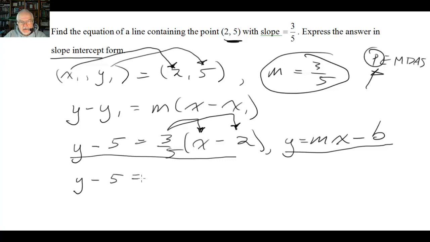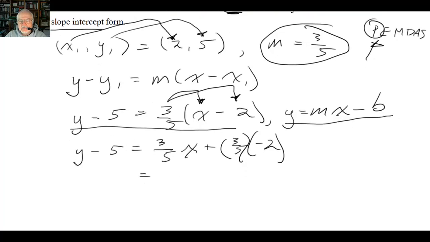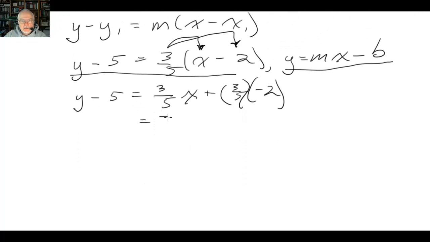Anyway, I digress. 3/5 times x is, what a surprise, 3/5 times x. 3/5 times minus 2, well, that's plus 3/5 times minus 2. Okay, now it's time to do a little chugging. 3/5 times x is still 3/5 times x. Let's put a 1 here just to keep things simple.